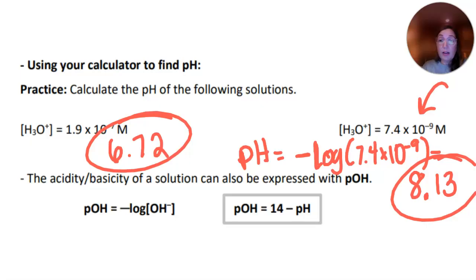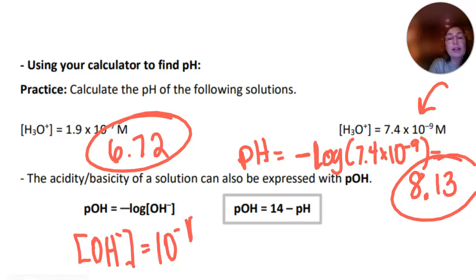Acidity and basicity can also be expressed in pOH. It's the same thing, just for hydroxide ion concentration. It's like the power of hydroxide, the negative log of the hydroxide ion concentration. And the inverse equation is that OH minus, by the way, is 10 to the minus pOH.